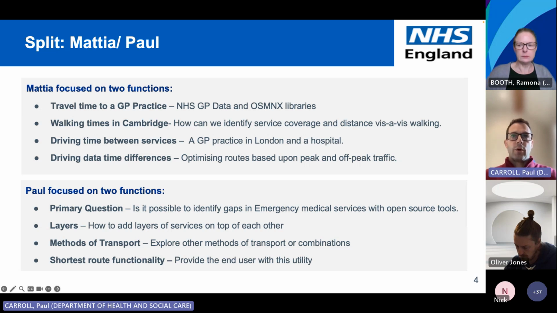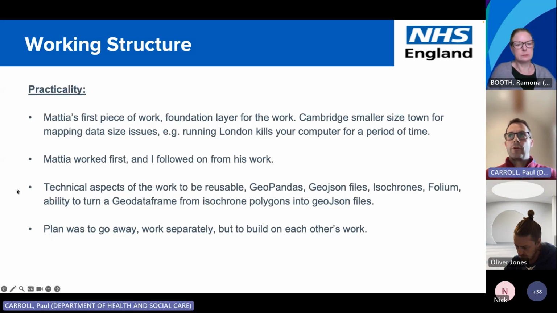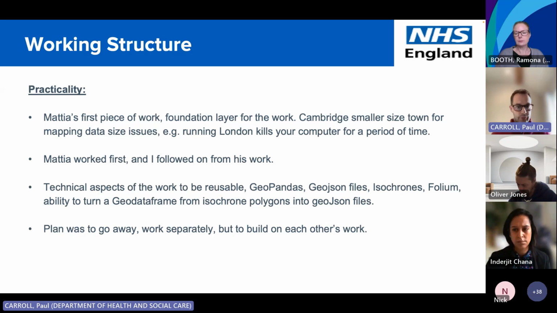Practically, this piece of work involved a few problems. So Mattia looked at running this on Cambridge, which is a smaller town, not many OSMnx nodes and edges, if you're familiar with the NetworkX library. If you think of somewhere like London, or a number of GP practices, or Cornwall, or even North Yorkshire, there's a huge amount of nodes and edges, which is how you build a NetworkX graph. We just focused on a small area initially. Mattia worked first and I followed on from his work.